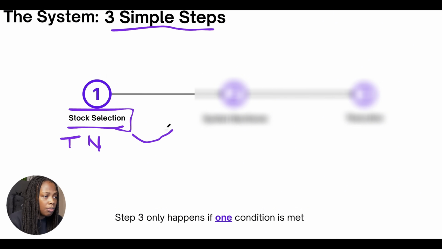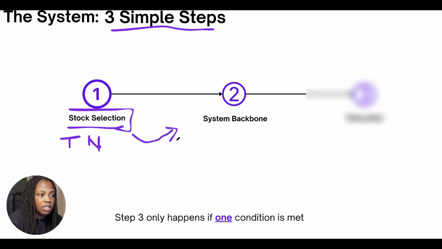And then you can move on to step number 2: the system backbone. Without this, you are trading blind. You need to understand key levels.